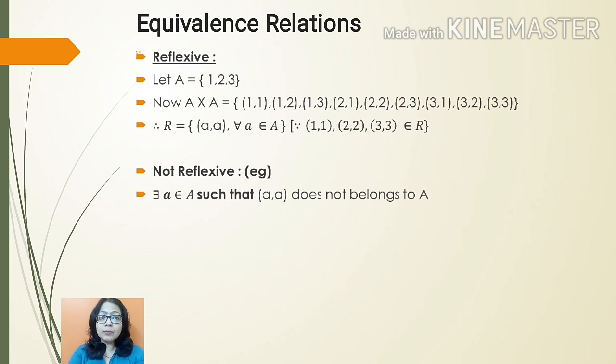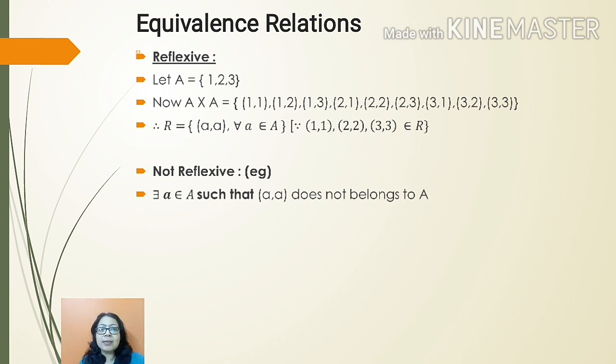So for solving the exercise of NCERT, the first thing required is equivalence relation. Equivalence relation means the relation should be reflexive, symmetric and transitive. If all three properties hold, then we can say it is an equivalence relation.